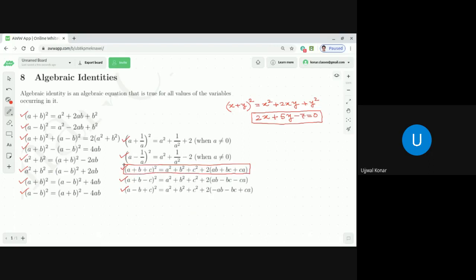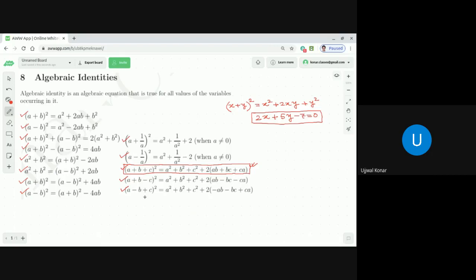How do you know? Because the moment you need to find (a plus b minus c) whole square, just instead of c, you can write minus c in this identity. Then what will happen? The a square plus b square plus c square, so plus c square becomes minus c whole square. Minus c whole square is c square, that is why c square. But bc and ca become minus, so that is why it is minus bc minus ca. I hope you got it. If you didn't get it, then please never hesitate to ask me.